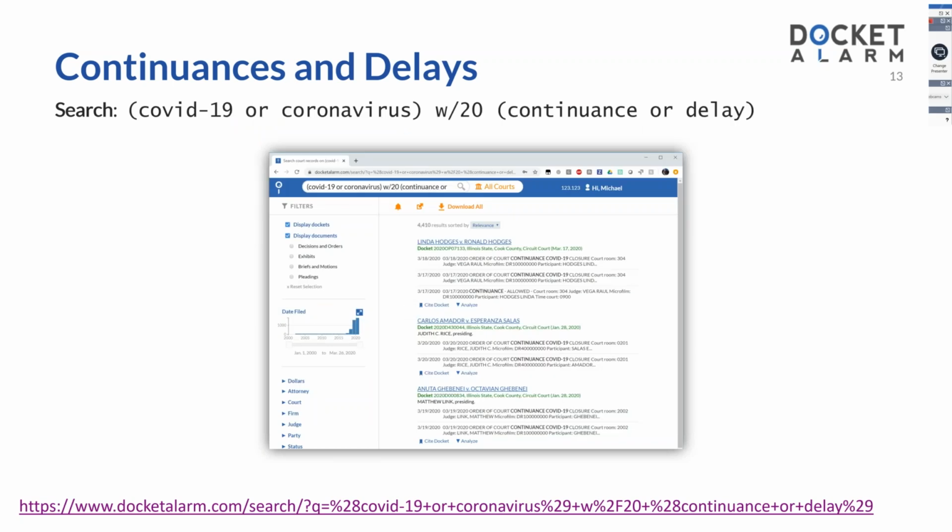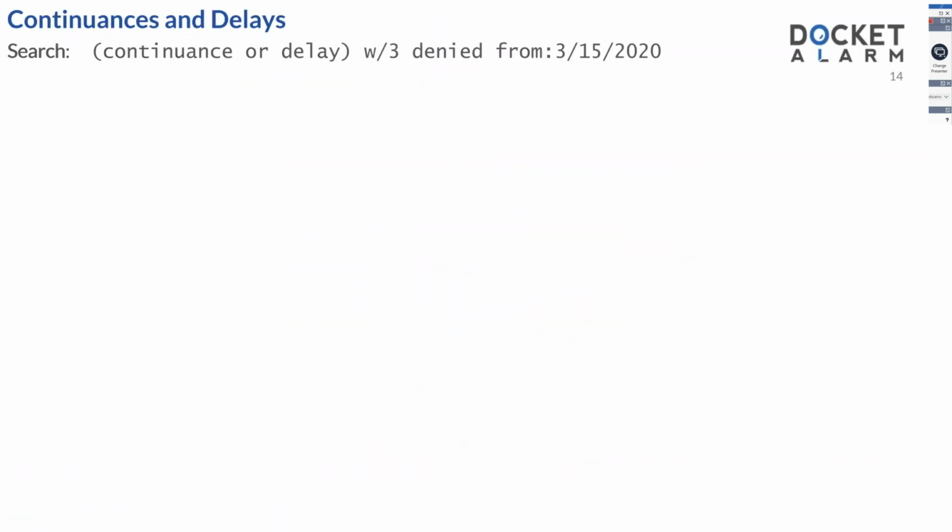I've gone through a number of these continuances. As you can imagine, the vast majority of continuance requests were granted. But since this is a webinar, I tried to find something a little more interesting, and tried to find some continuances that were actually denied. So what I did here is I searched for the word continuance or delay within 3 words of the word denied, and then I added a date limiter, only looking for documents filed from March 15th. So really we're looking for interesting cases where continuances were denied. As a litigator, you might want to know under what circumstances a continuance will be denied.